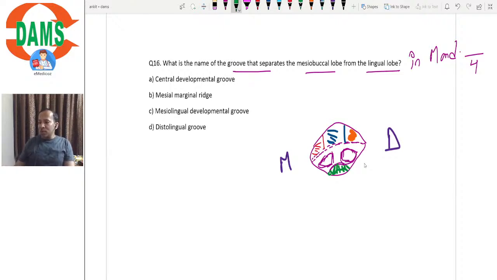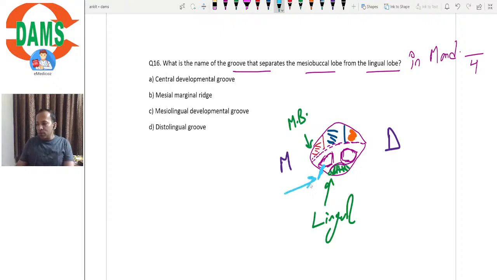So what the question is asking is what is separating this mesiobuccal lobe from the lingual lobe, isn't it? So we have a groove which passes here. Do you remember the name of this groove which is present on the mesial side of the lingual cusp of the lower first premolar? It is known as mesiolingual developmental groove, isn't it?